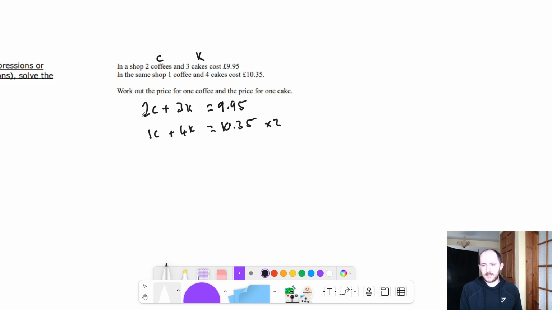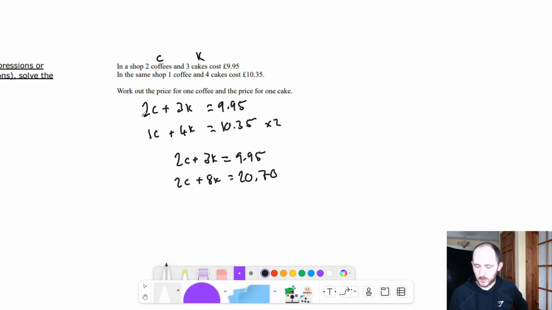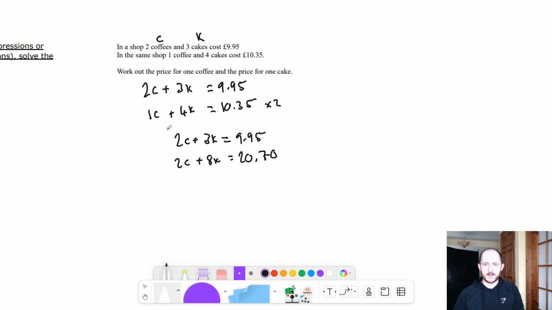So let's write out the exact same thing again. I'm writing the top equation exactly as it normally is. Then the second equation would be 2C plus 8K equals £20.70. I'm going to use a calculator for this just to save us some time. Because they have the same sign, they're both positive, we're going to subtract.